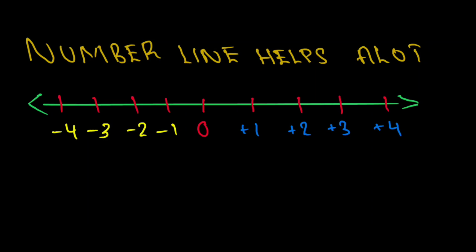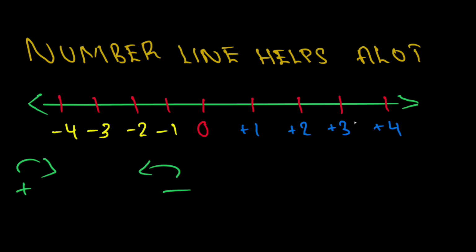To understand this better, a number line really helps. Imagine the number line with 0 in the middle. Positive numbers are to the right and negative numbers are to the left. When you add a positive number, you move towards the right side. And when you add a negative number, you move towards the left side.